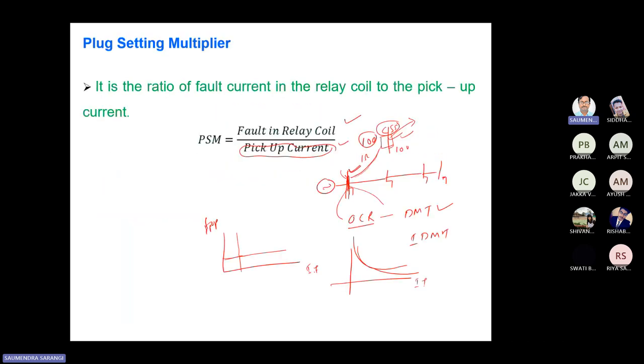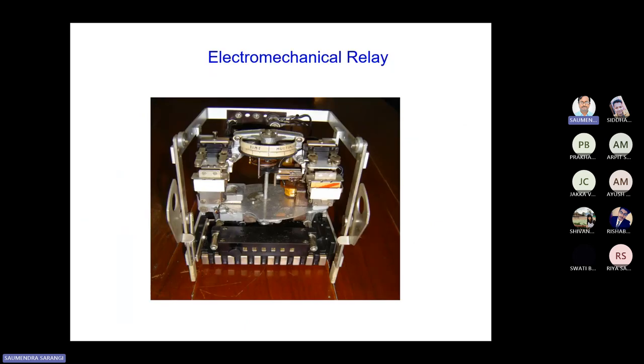Now, what is the time setting we have to understand? You may see the relay here. These are the contacts. I already told you that the relay contact will be normally open, and when it sees a fault, it will close. You see, this is a stud we have here. When the disc rotates, this stud moves towards this side and touches this contact. Whenever it touches this contact, it automatically gives a signal to the circuit breaker, and the circuit breaker will open.